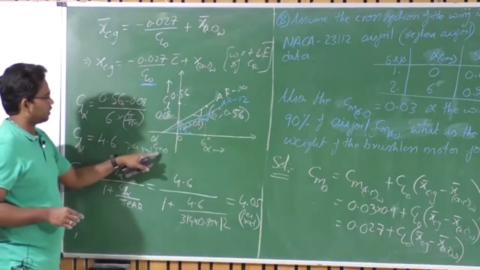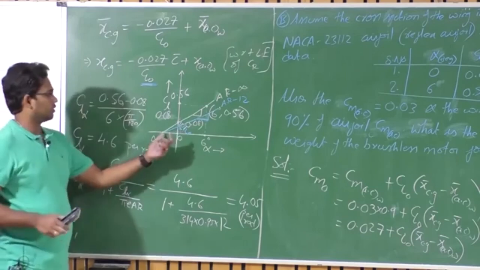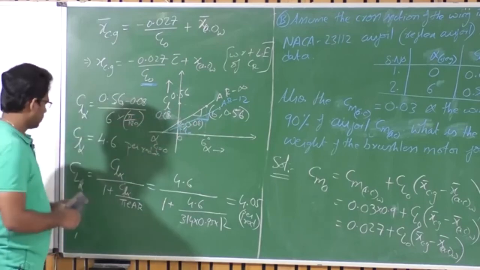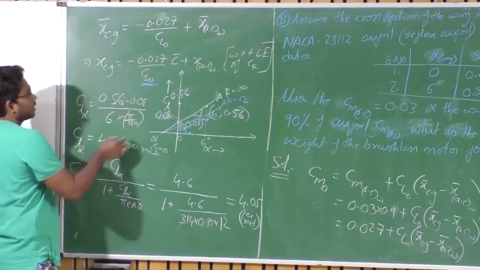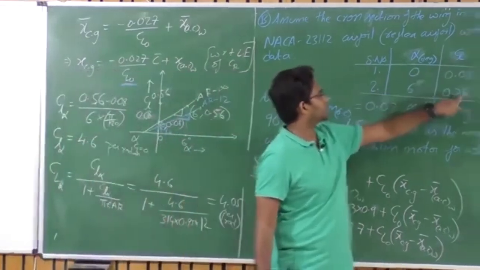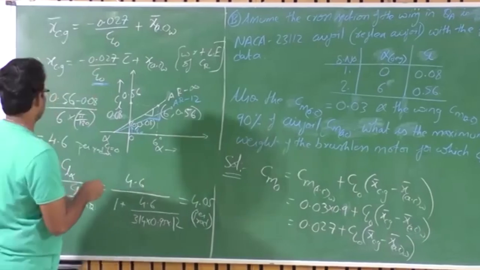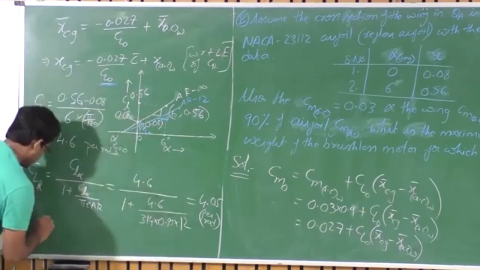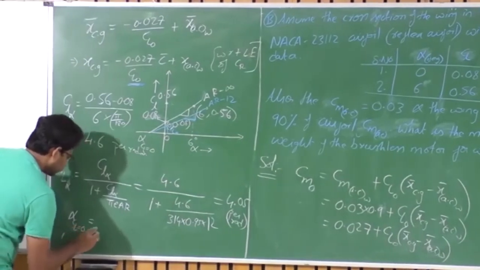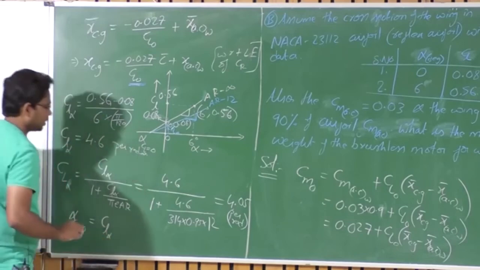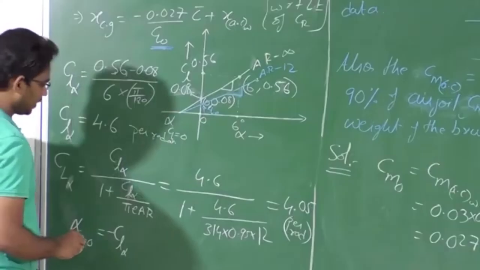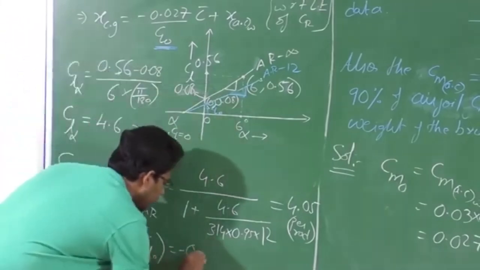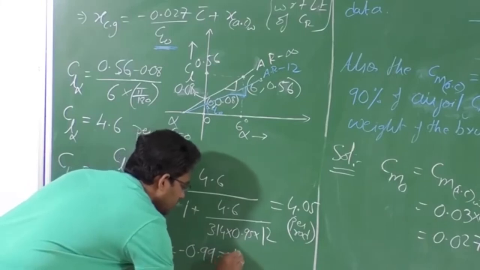So if we can find out this alpha at which CL is 0, then I'll be able to find out CL naught, because I'll have one point and the slope there, right? So how can I find out that? From the airfoil data. I know CL alpha is 4.6, and I know CL naught from the given data, which is 0.08. I have the slope as well, so I will be able to find that. So alpha at which CL is equal to 0 is equal to minus CL naught over CL alpha 2D, right? What is the value? Minus 0.99 degrees, which is approximately minus 1 degree.